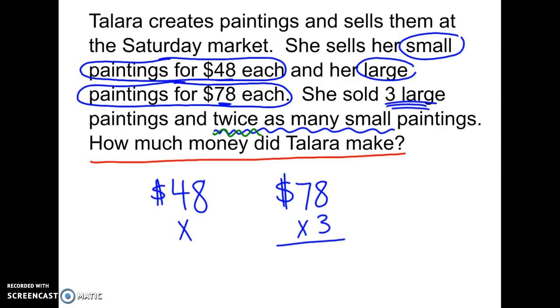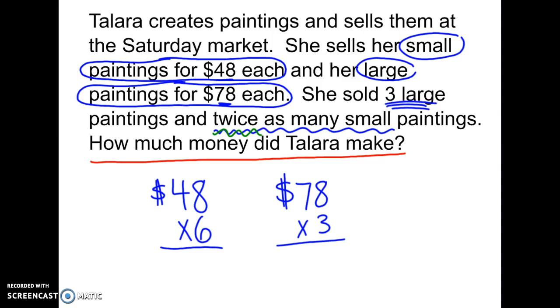So now I can say that the $48 per small painting is going to be multiplied by 6 because there are 6 small paintings that she sold. Now I'm going to multiply each one of these separately. I have $48 times 6. I'm going to do the standard algorithm.